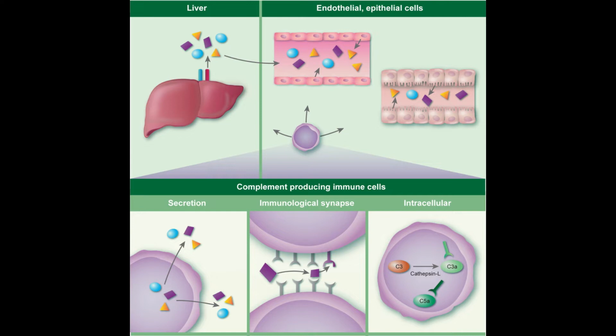Originally recognized in the 1890s as a heat-labile substance present in normal non-immune serum, complement was so coined by Paul Ehrlich because it complements the action of antibody in destroying microorganisms. Jules Bordet was awarded the Nobel Prize in 1919 for his work in elucidating the nature of complement.